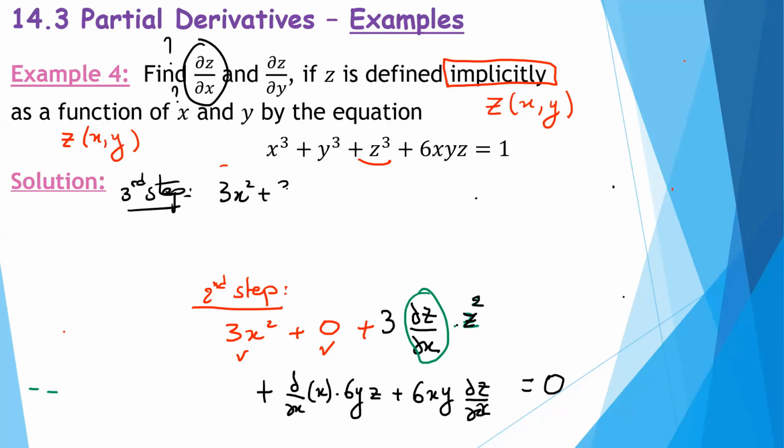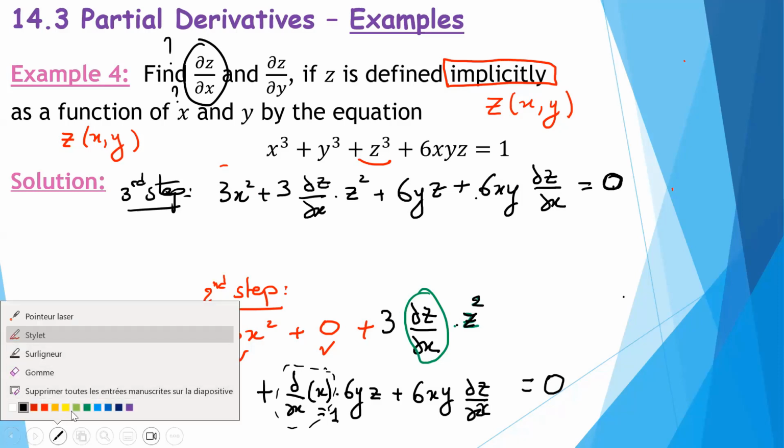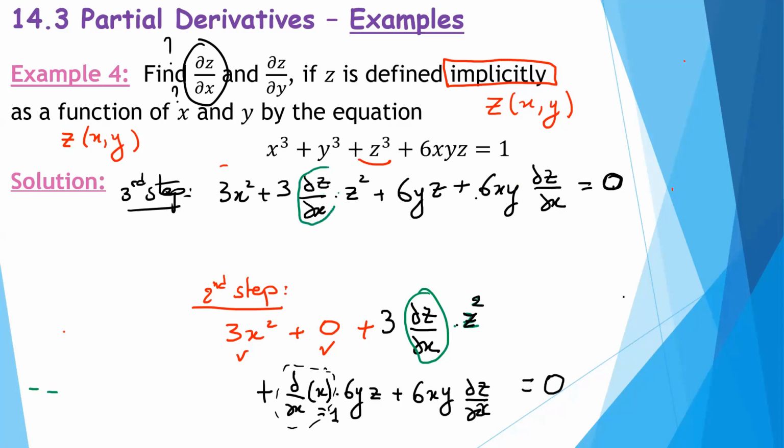3x squared plus 3 dz/dx times z squared plus, what is the derivative of x with respect to x? 1. It's 1, bravo, times 6yz, so 6yz plus 6xy dz/dx. This one we leave because we can't compute it. We don't know z explicitly and the second term is z. So what do I have now? I have an equation with the unknown dz/dx.